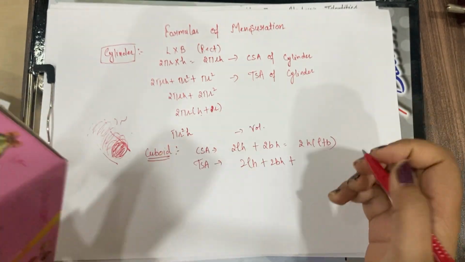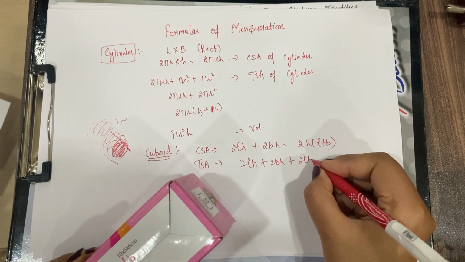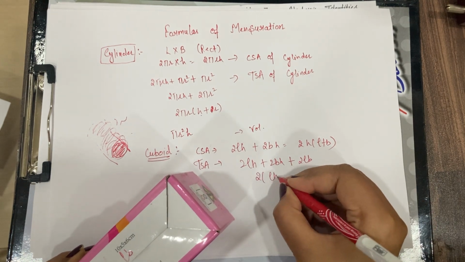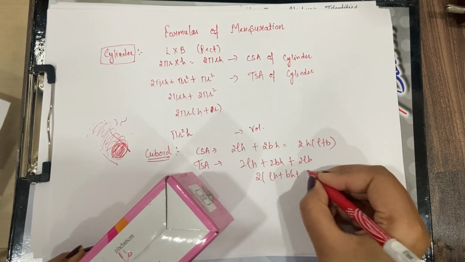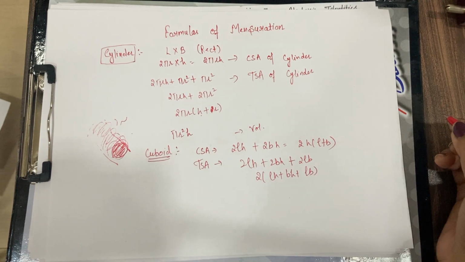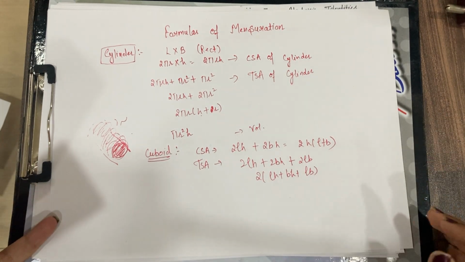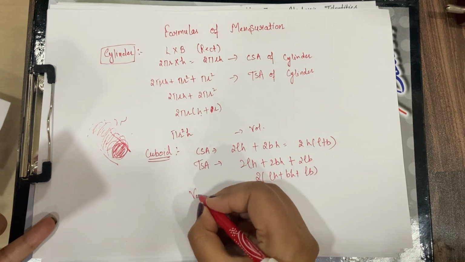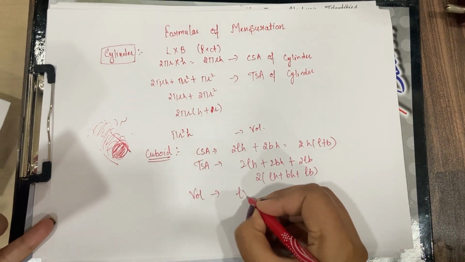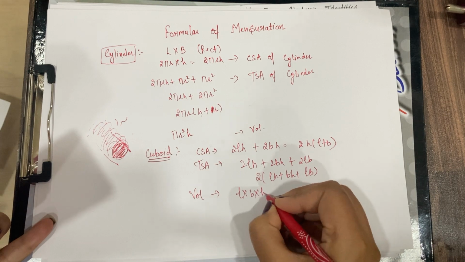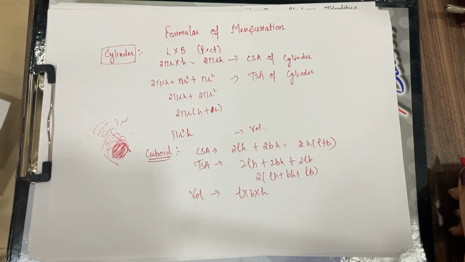So how many times LB? 2 LB. So taking 2 common, LH plus BH plus LB. This is TSA of cuboid. Easy. Similarly, now we are left with volume only, which is L into B into H. Length into breadth into height.